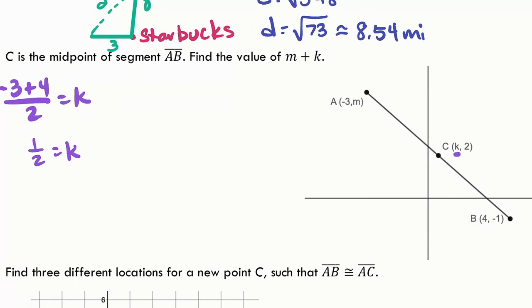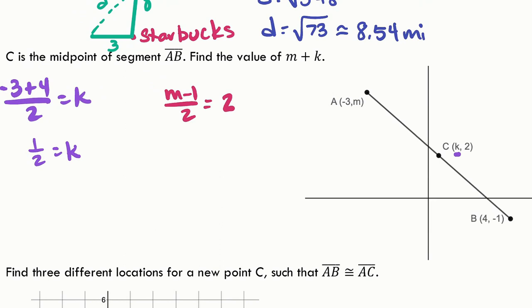Alright, finding m is a little more challenging. We're still going to do the same thing. If I know that c is the midpoint, I can average m and -1, so add them together and divide by 2. And then that should give us the y value of the midpoint. Okay, but this leaves us with a little equation to solve, like a two-step equation.